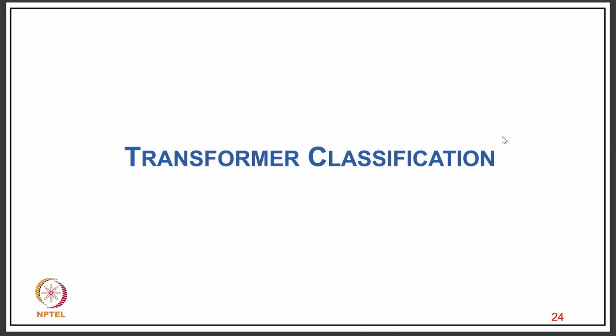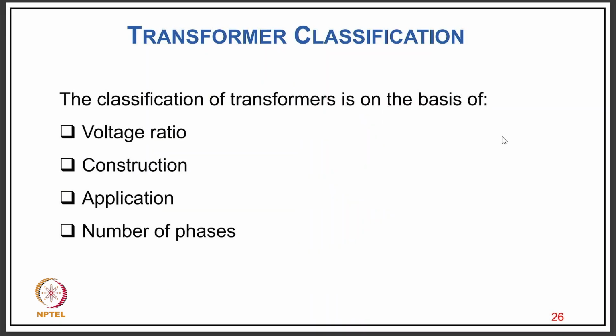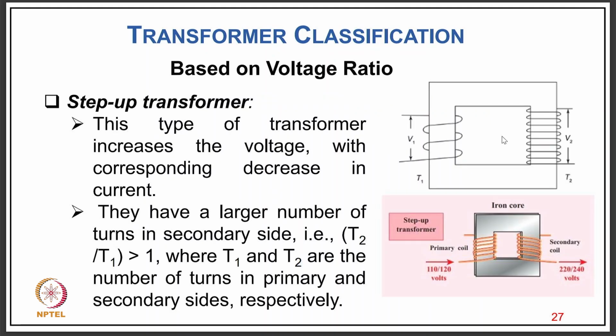So well, with this we can of course classify the transformers. We classify the transformers basically on the basis of core, that is, how the core construction is. So we have 2 types, core type and shell type. And the second classification is based on transformer ratio, we can call it step up or step down. And the third is based on the service, like a distribution transformer and a power transformer. Many other applications can also be classified based on the service. So we have a classification of transformer on the basis of voltage ratio, construction, application, number of phases. This is another way of classification.